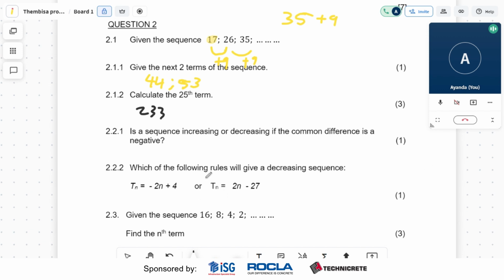Here's a theoretical question. 2.2.1 asks, is a sequence increasing or decreasing if the common difference is a negative? Let's look at the sequence we were given up here. Our common difference here was a positive. And when your common difference is a positive, it means that you're adding numbers, and so the numbers will be increasing, or your sequence will be increasing. So if your common difference is a negative, that means you're subtracting from your previous numbers. And so that means that your sequence will be a decreasing sequence.